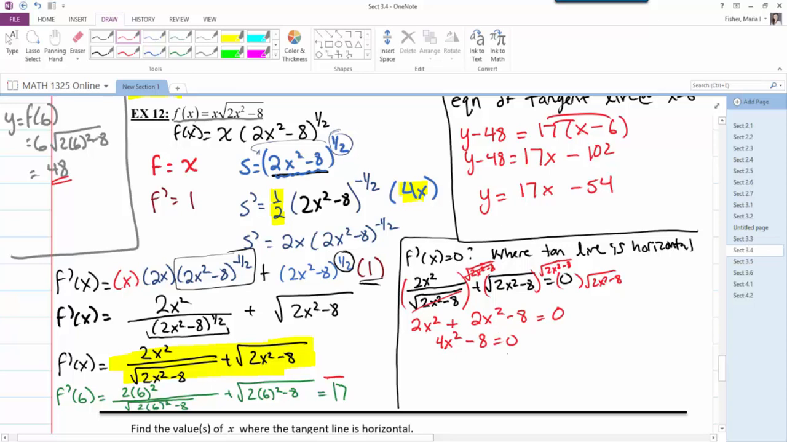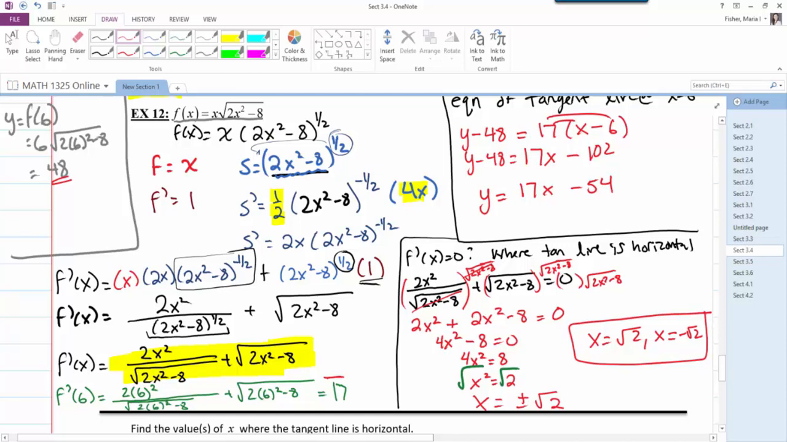Solve for x, add 8 to both sides. I get 4x squared is equal to 8. Divide both sides by 4. I get x squared is equal to 2. And then finally take the square root of both sides to solve for x. And we end up with x is equal to plus or minus the square root of 2. So that means that the values of x, where the tangent line is horizontal, is at positive square root of 2 and at negative square root of 2.